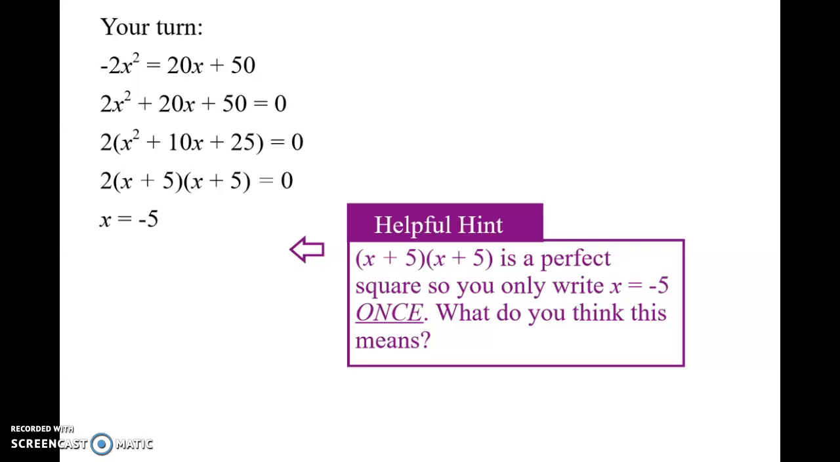Once you're finished answering that question, go and try the really cool drag and drop activity to practice solving quadratics by factoring.